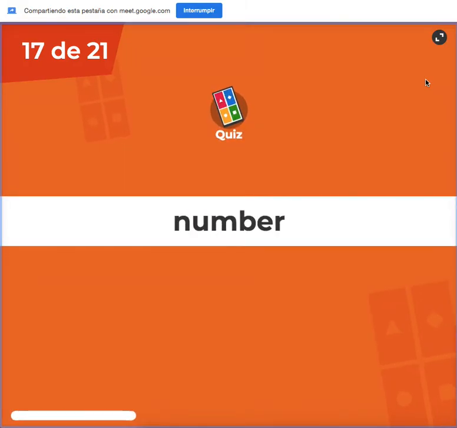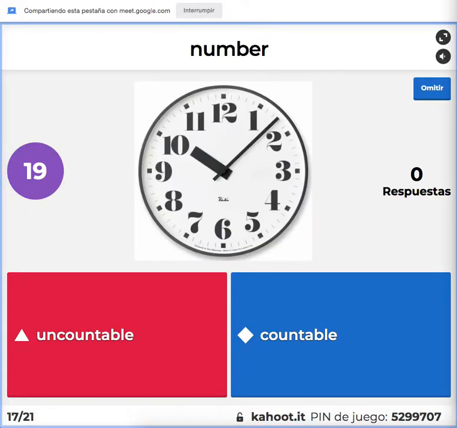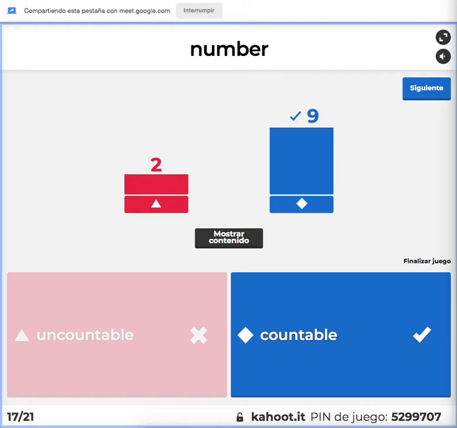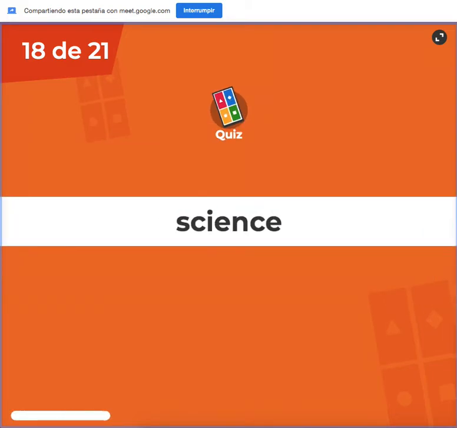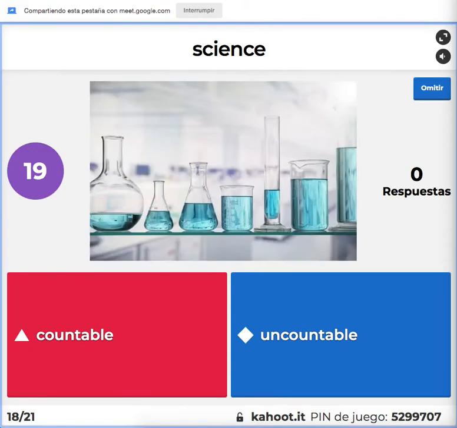The next one, we are about to finish. Number. Go ahead. Countable or uncountable? Countable, guys. In the case of number, this is countable. Okay? Numbers are countable. Next one. Science. Can you count science?